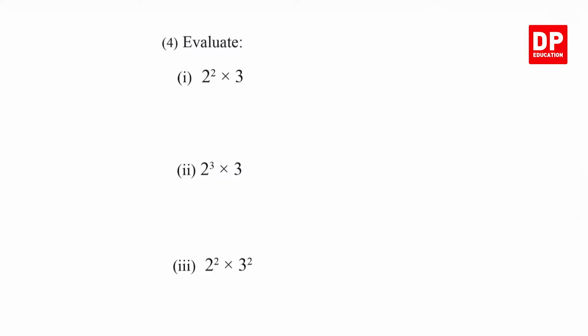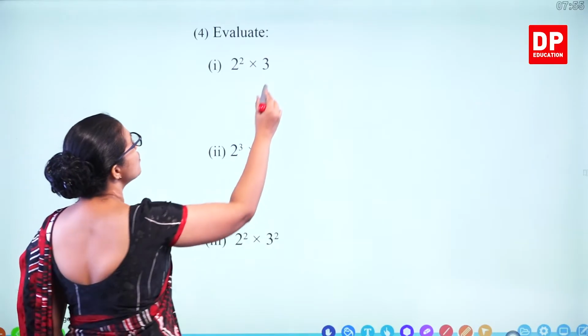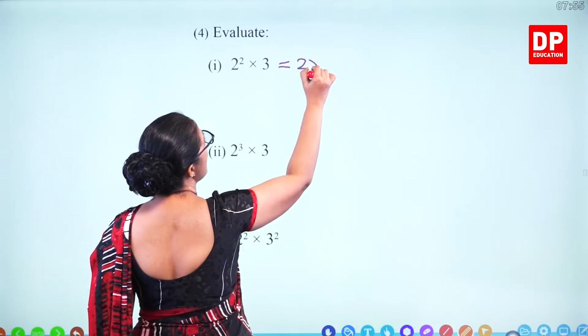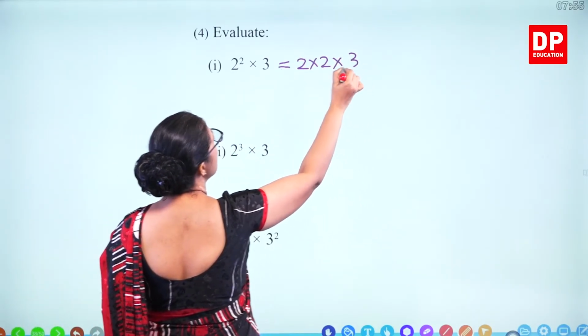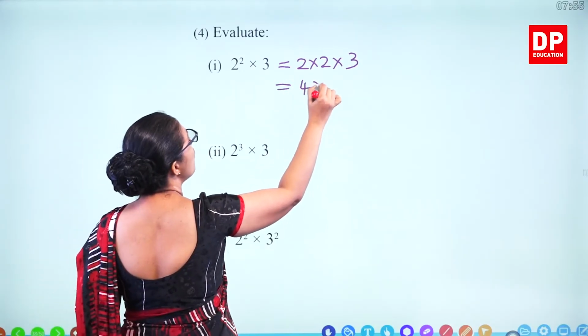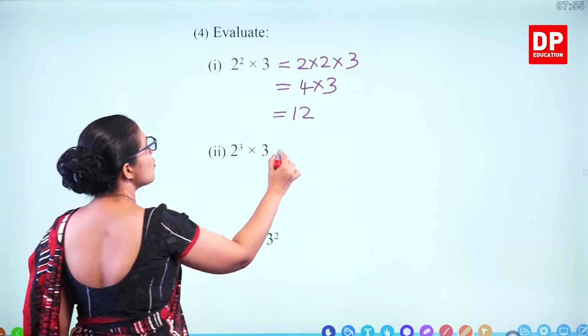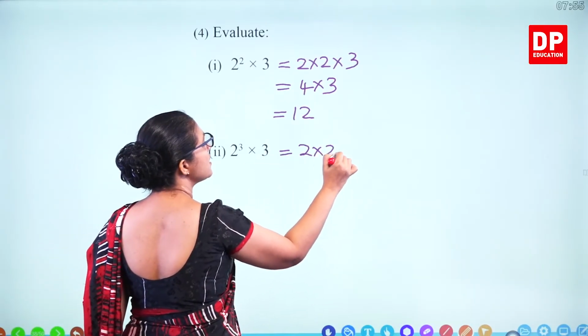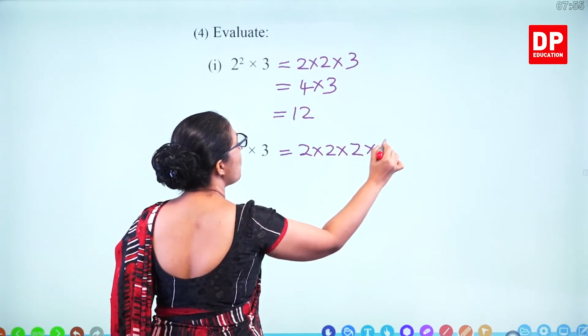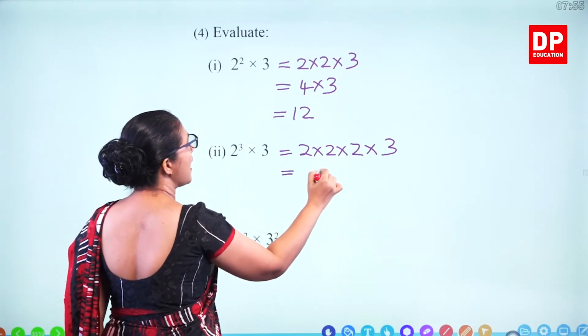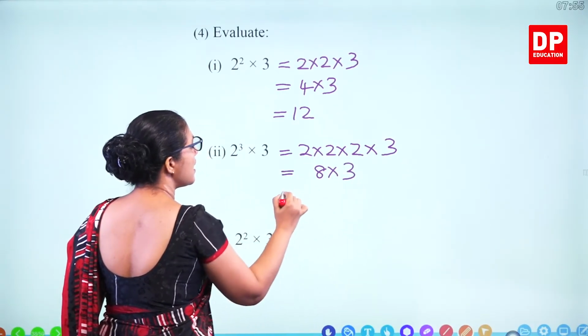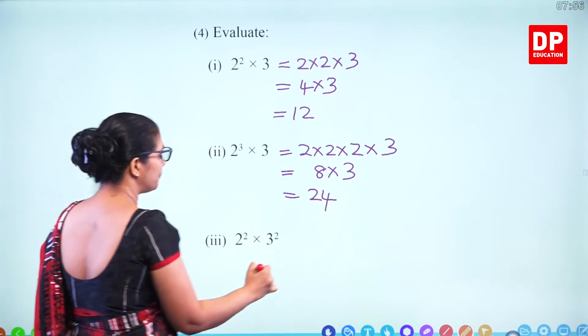Evaluate. Evaluate means find the value. 2 to the power of 2 means 2 times 2, and 1, 3. 2 times 2, 4. 4 times 3, 12. 2 to the power of 3, 2 three times, and 1, 3. So this is 8. 8 times 3, 24.